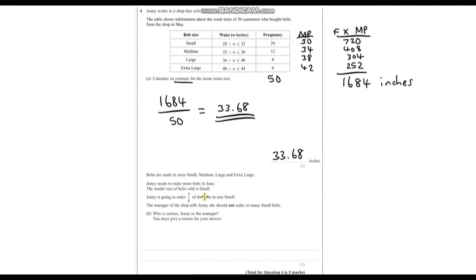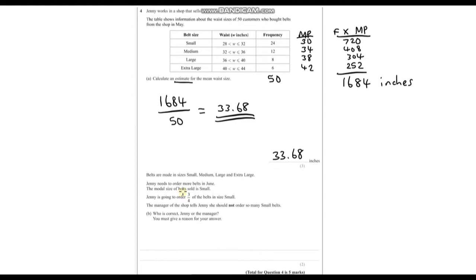Okay, belts are made in sizes small, medium, large, and extra large, which we can see here. Jenny needs to order more belts in June. The modal size of belts sold is small, which we can also see here because there's 24 of them. Jenny is going to order 3/4 of the belts in size small. The manager of the shop tells Jenny she should not order so many small belts. Who is correct, Jenny or the manager? You must give a reason for your answer. So Jenny's going to order 3/4, and the manager says she shouldn't order so many.